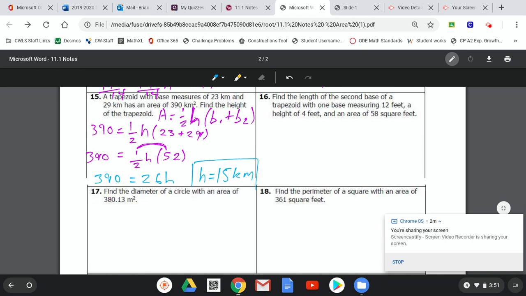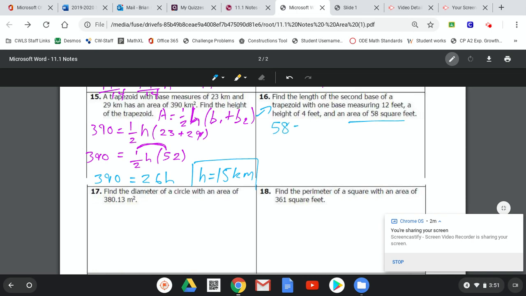All right, and then number 16 says find the length of the second base of a trapezoid with one base measuring 12 feet, a height of 4 feet, and an area of 58 square feet. So using this formula again for number 16. So what does it tell us? It tells us an area of 58.